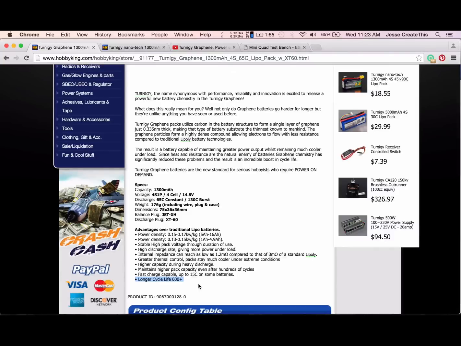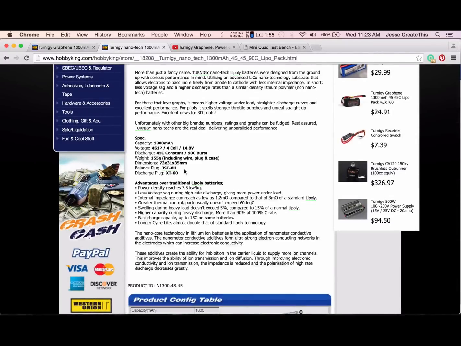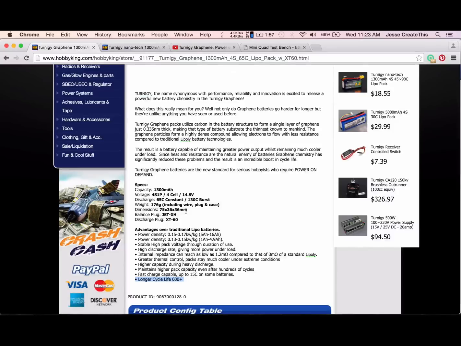So one of the other advantages that I see is cycle life. These graphene batteries appear to last 600 plus cycles. Now, I did some research and it appears that regular LiPoly batteries are expected to last about 100 cycles if you balance them on a regular basis. They don't give a number, but they say that these Turnigy nanotechs last almost double that. So what, 200 plus cycles, something like that? So these are 600 plus.